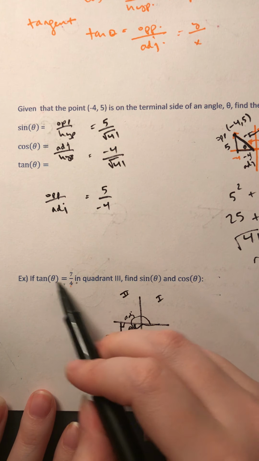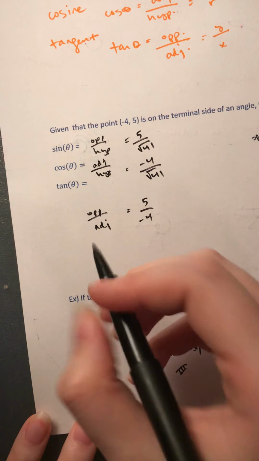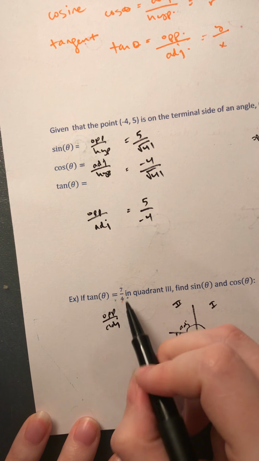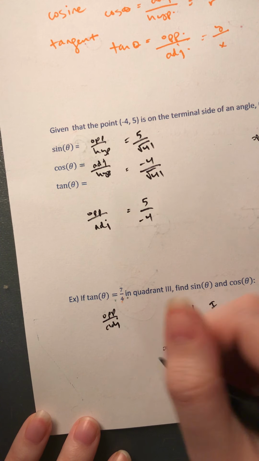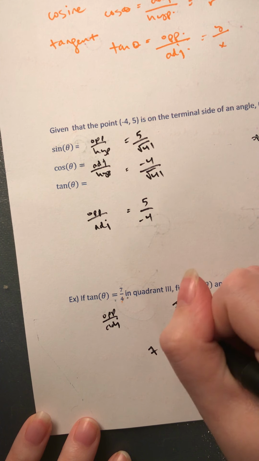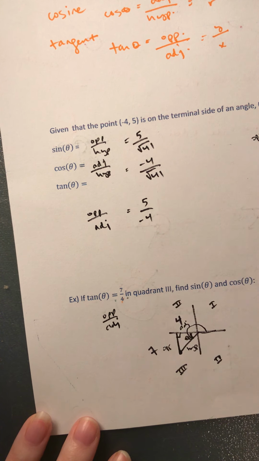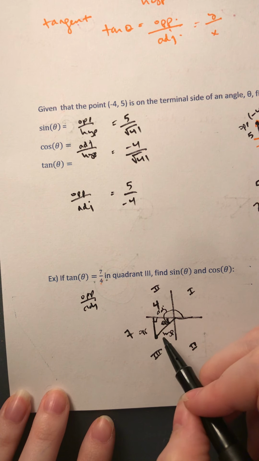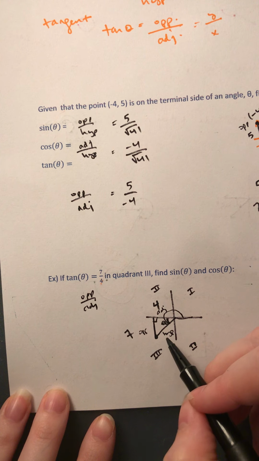Well, tangent tells us some information. Remember, tangent is opposite over adjacent. So that means if it's 7 over 4, the opposite side is 7, and the adjacent side is 4. And all we have to do is use that to find the hypotenuse.